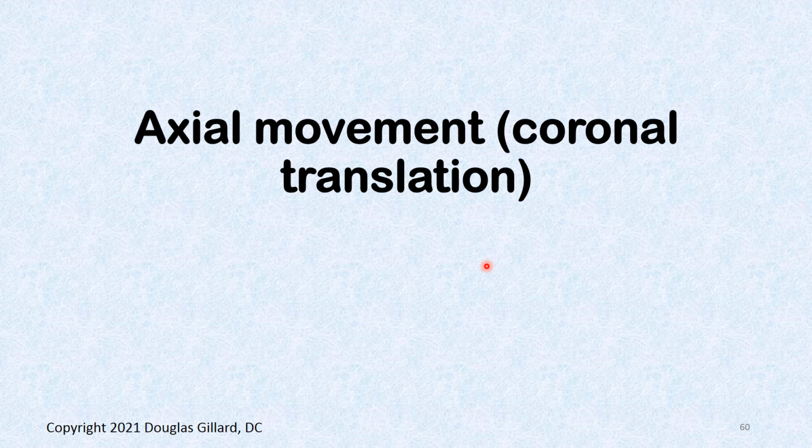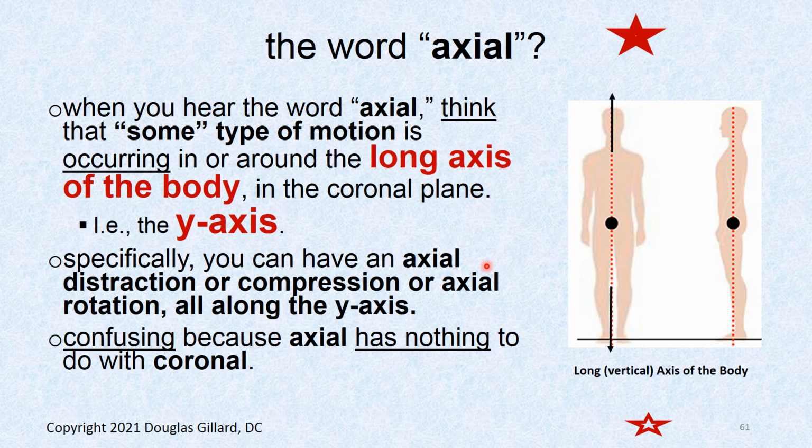All right. Now let's get back to this axial word here. So what's the deal with this word axial? Again, when you hear the word axial, think of some movement going up and down the y-axis or turning around the y-axis. The word axial means the long axis of the body, which is basically just the y-axis, that stick. So you can have an axial distraction or compression or an axial rotation all along the y-axis.